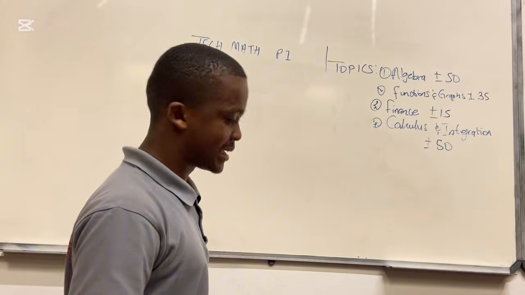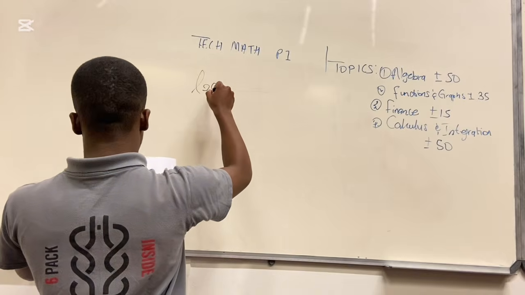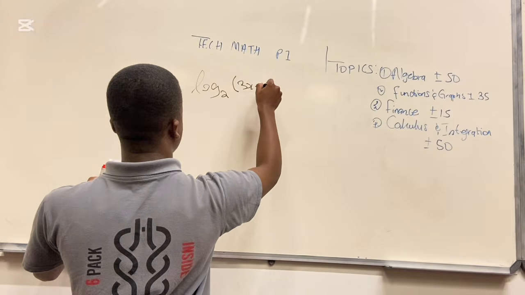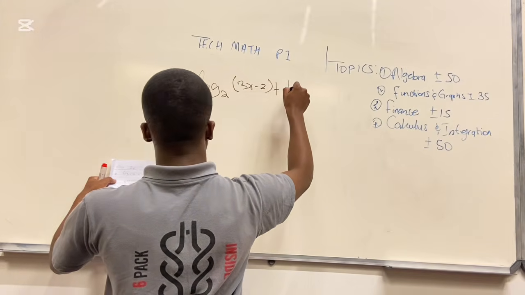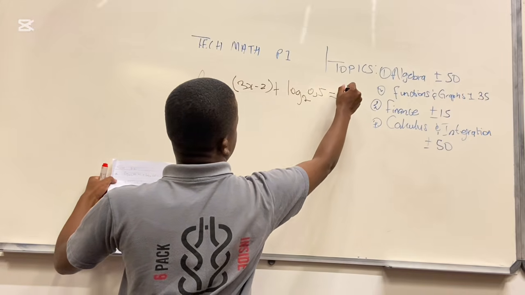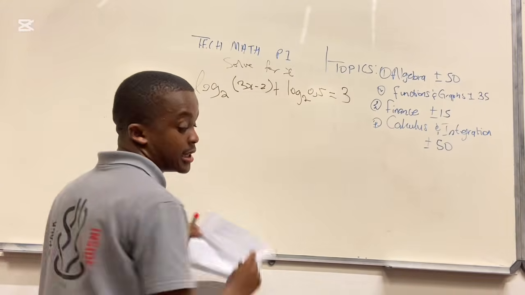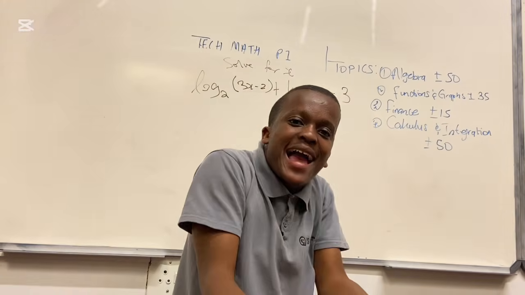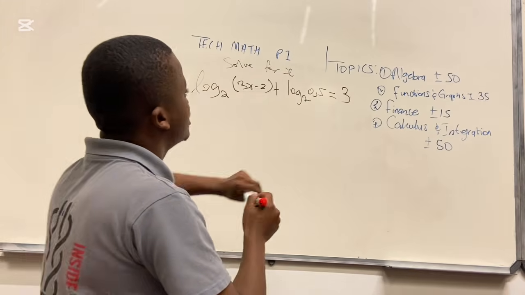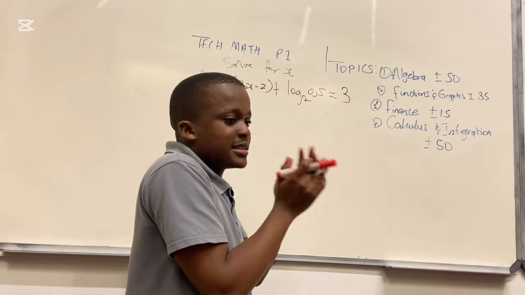Now let's say we are given, this is a high order question, a very interesting question: log base 2 of (3x minus 2) plus log base 2 of 0.5 is equal to 3. Solve for x. Now we are going to apply those properties. 0.5 is also a half. This is not that deep, guys.